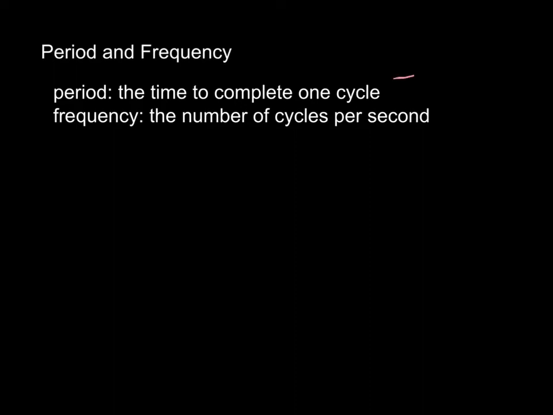Equation-wise, for period, we use a capital T for time, a very specific time, how much time it takes to complete one cycle, and f for frequency. Now these two things are inversely related, right? They both depend on time and how many cycles. So they're exactly inversely proportional: period equals 1 over frequency, or you could say frequency equals 1 over period.